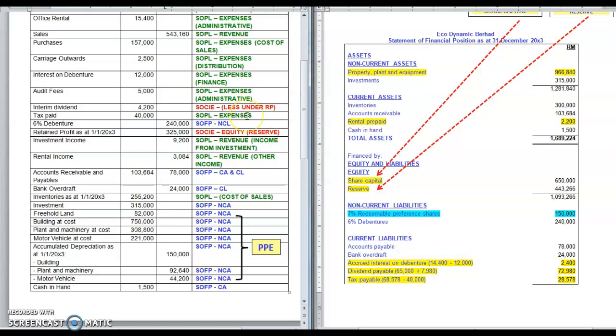Okay, now let us prepare the statement. Firstly, we make the heading. As usual, the first line is the name of the company, Ecodynamic Berhad, followed by the name of the statement, that is statement of financial position. Please take note that we are not using the phrase "for the year ended" in SOFP, since we are not reporting the information for a period of time, but rather the information is as of a certain date. Therefore, we shall use the phrase "as at". Please take note of that.